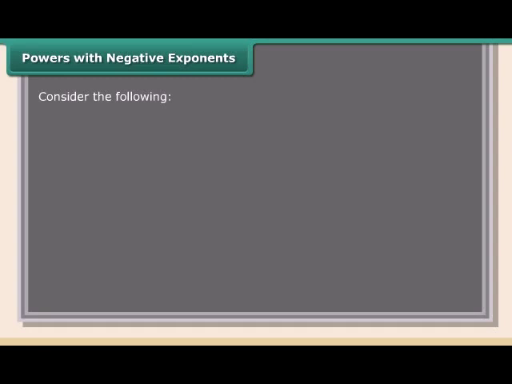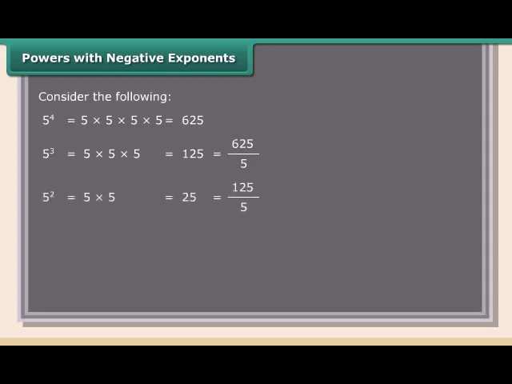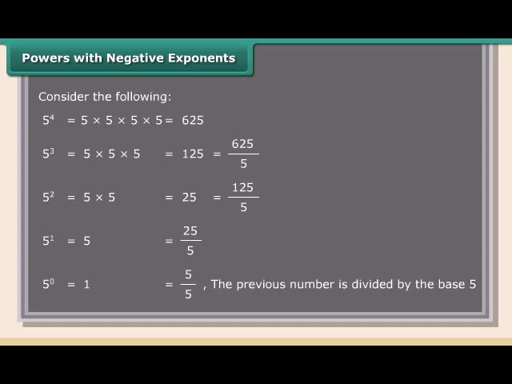Consider the following. 5 raised to the power 4 is equal to 5 × 5 × 5 × 5, which is equal to 625. 5 raised to the power 3 is equal to 5 × 5 × 5 is equal to 125, which is equal to 625 upon 5. 5 raised to the power 2 is equal to 5 × 5 is equal to 25, which is equal to 125 upon 5. 5 raised to the power 1 is equal to 5, which equals 25 upon 5. 5 raised to the power 0 is equal to 1, which equals 5 upon 5.